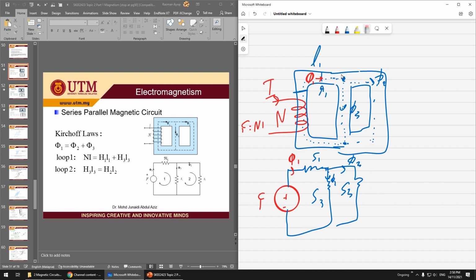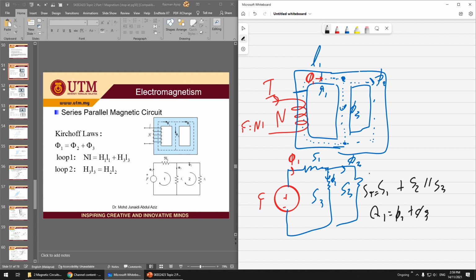So make sure you understand the series parallel. The law is almost the same. You have to find the S total here: S2 in parallel with S3, then plus S1. This one is the total reluctance. If you want to calculate the flux, flux 1 is equal to flux 2 plus flux 3. It's almost like a current.